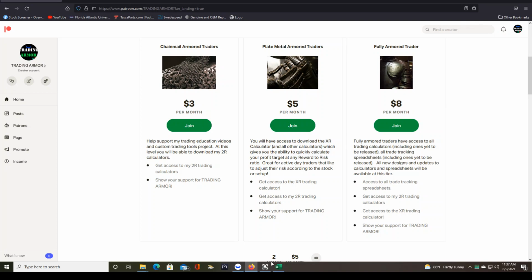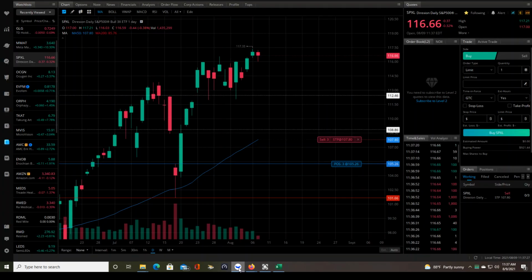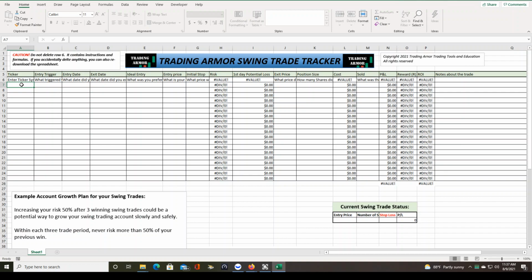So let's take a look at the spreadsheet now, and we'll use my current swing trade with SPXL to show you how to use this thing. Right now I have an entry here at 105.26 on SPXL. So we're going to put in the ticker symbol, SPXL. I'm just using my arrow to get over to the entry trigger. Here you're going to put in why you entered the trade. For me, it was the break of a daily candle after the 50 MA was broken. I just abbreviate that and I know what it means. You can put in whatever you want there.